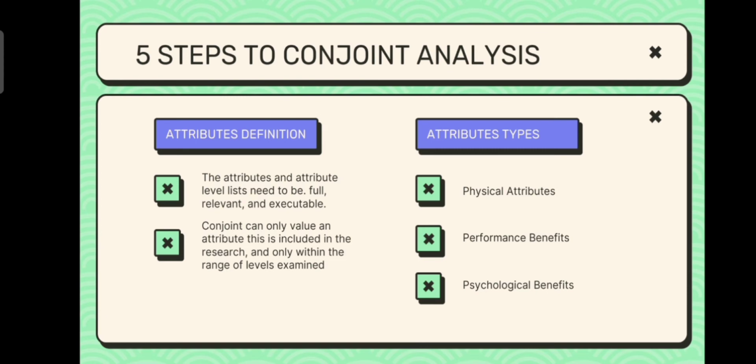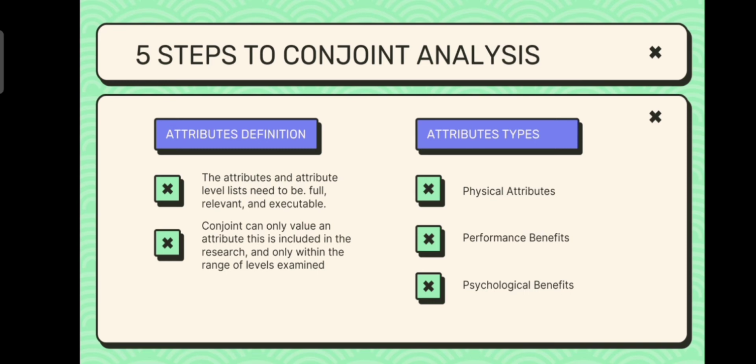The first step is the attribute definition. The attributes and the attributes level list need to be full, relevant, and executable. Conjoint can only value an attribute that is included in the research and only within the range of levels examined. So the researchers should list down all the attributes of a certain product.